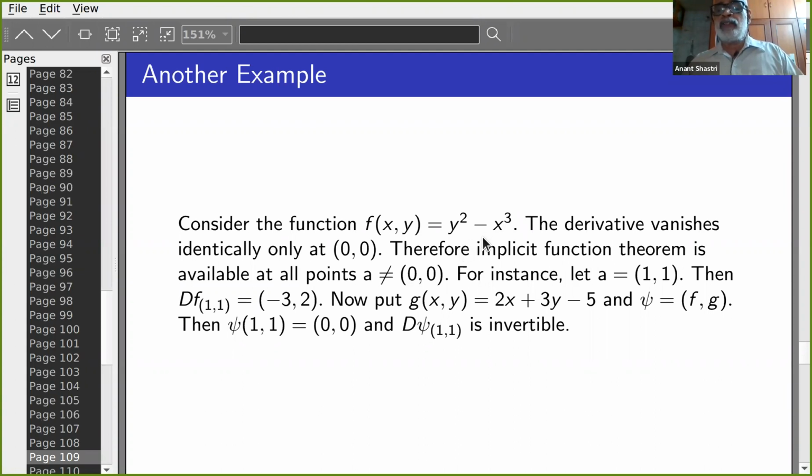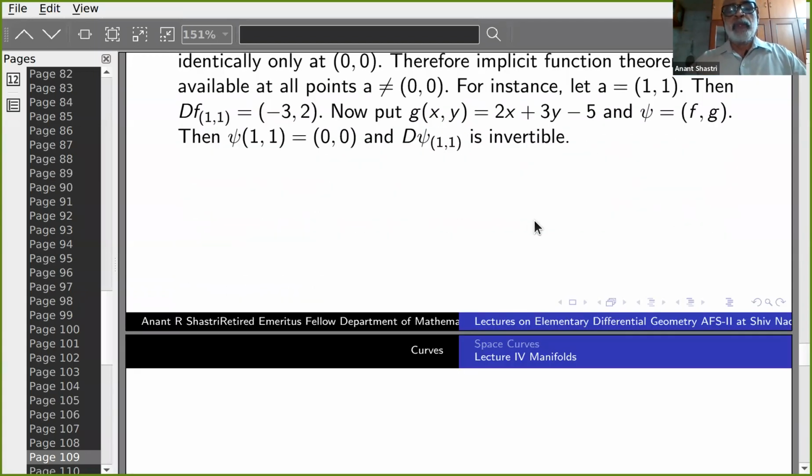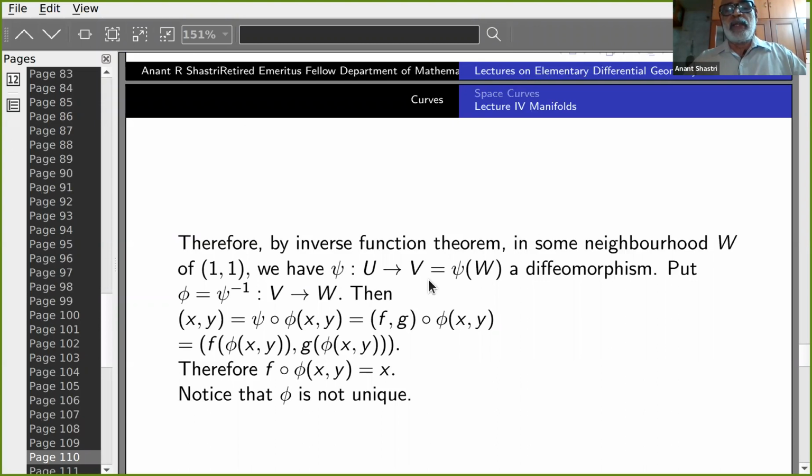So in some way it is one-one; I mean, it is an if and only if part. So the inverse function theorem says there is a neighborhood like this here, such that (x, y) is equal to psi of phi of v(x, y) equal to g of this one, and so on. So finally, when you compose phi with this f, the projection to the first factor will be x. The inverse may not be unique, and that is not a statement here.